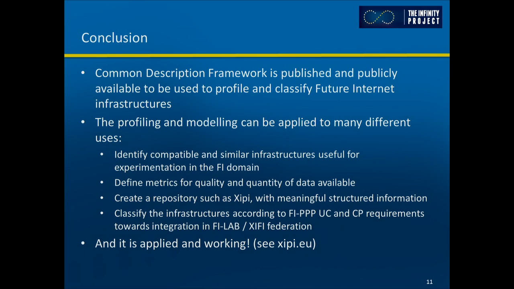The first, as I said, is finding similar infrastructures for experimentation. But we can also define the quantity of data available compared to the rest of the infrastructures in this domain and see if experimenters will come to me because I have provided a good level of information. Of course, we created a repository such as CP, but you may want to create your own information database. Why not? We can also classify the infrastructures according to different requirements towards integration at different levels of FI Federation, so we can start checking if this is going to happen.